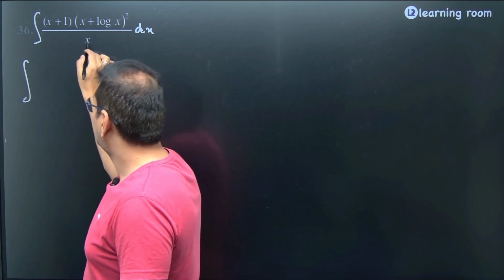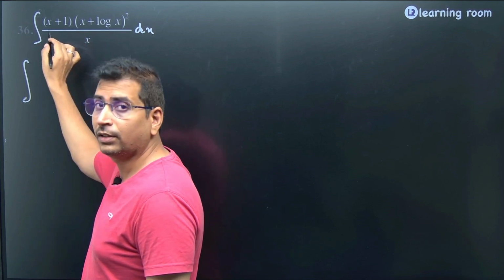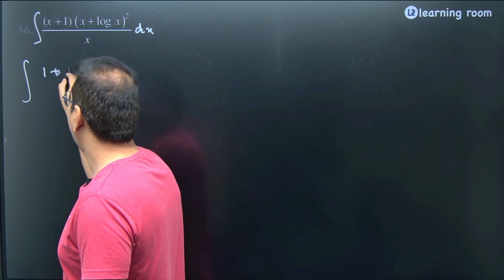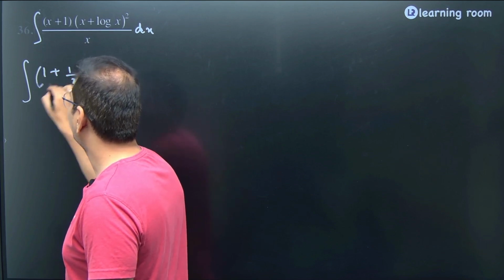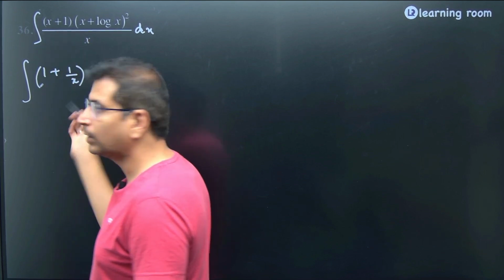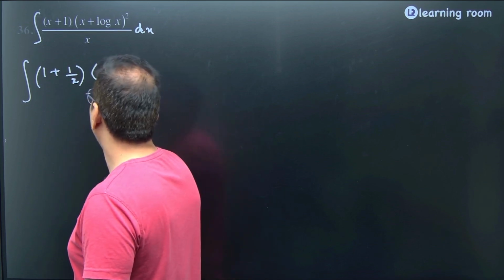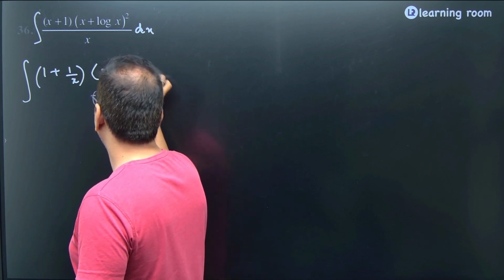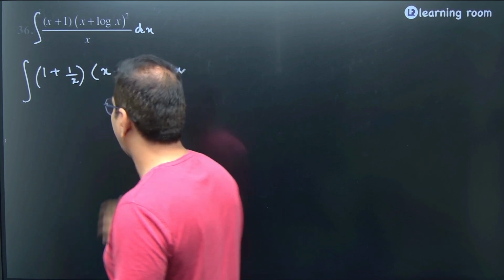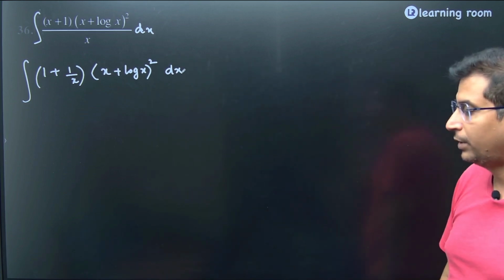Split this x into each term in x + 1. So you will have 1 + 1 by x, correct? Because x by x is 1, 1 by x is 1 by x only. Into (x + log x) the whole square times dx. So I hope it is clear.